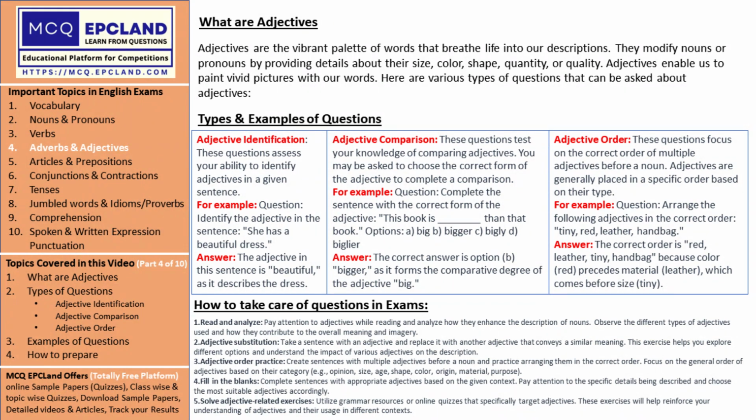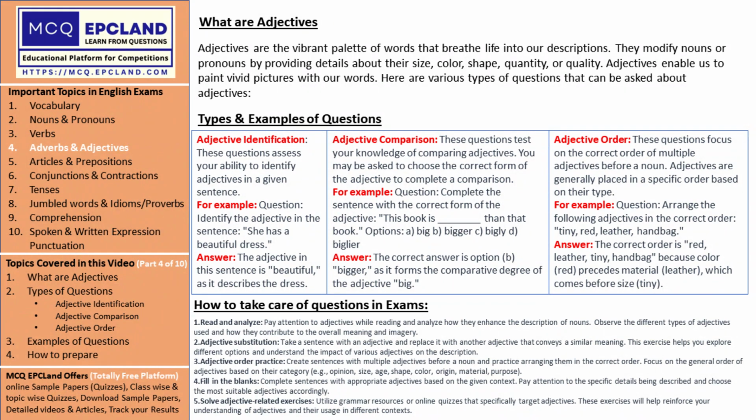You can also practice adjective order. Create sentences with multiple adjectives before a noun and practice arranging them in the correct order. Focus on the general order of adjectives based on their category, such as opinion, size, age, shape, color, origin, material, and purpose. Fill in the blanks exercises are another helpful practice. Complete sentences with appropriate adjectives based on the given context. Pay attention to the specific details being described and choose the most suitable adjectives accordingly.